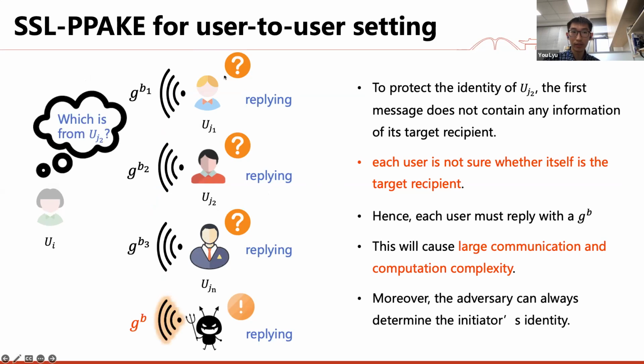Now, user UI receives all the messages, but she is still not able to identify the right message sent from the intended party UJ2. To continue, UI has to compute all Diffie-Hellman keys and encrypt the signature with each Diffie-Hellman key. This will cause large communication and computation complexity. Moreover, the adversary can also send g to the power of b, and then it can always decrypt one ciphertext and determine the initiator's identity.